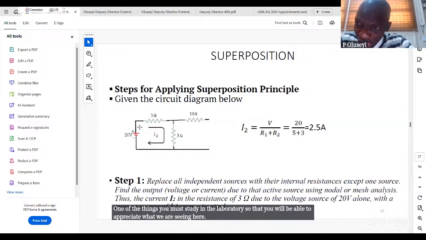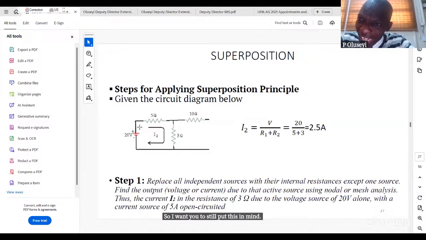So I want you to still put this in mind: by next year when you'll be going through labs and experiments, you will find out that what we have done here, by the time you experience it in practice, you will know that it's very, very correct. But I love the way you have thought out of the box. But these currents should not only be restricted to 3 amps. I get what you are saying.